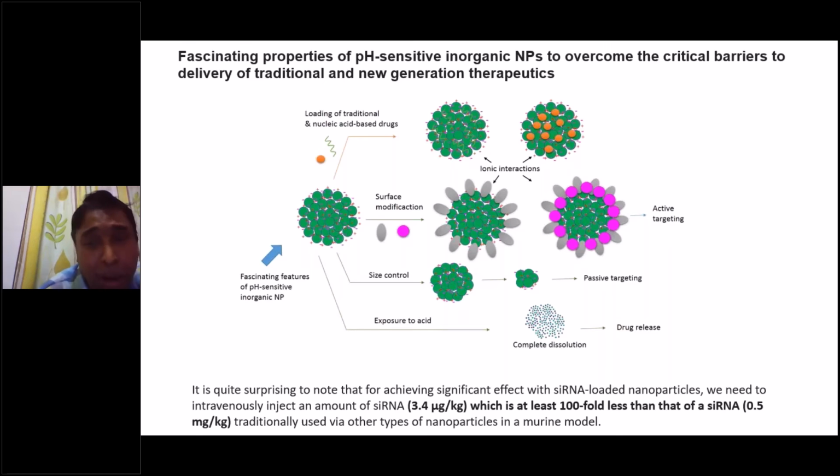At the same time, our system also has fewer side effects, because when they dissolve, they release the salt, and the salt component can be processed by our body system, because salts are present in most cases in our body, and that's why cells have developed the mechanism to transport them out of the cells.